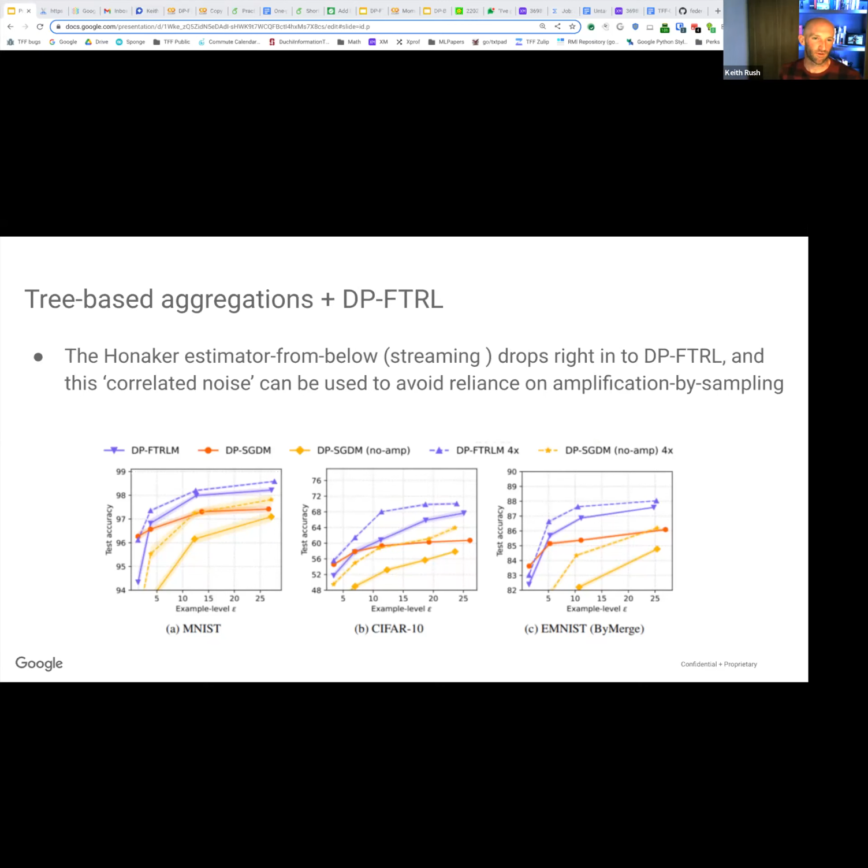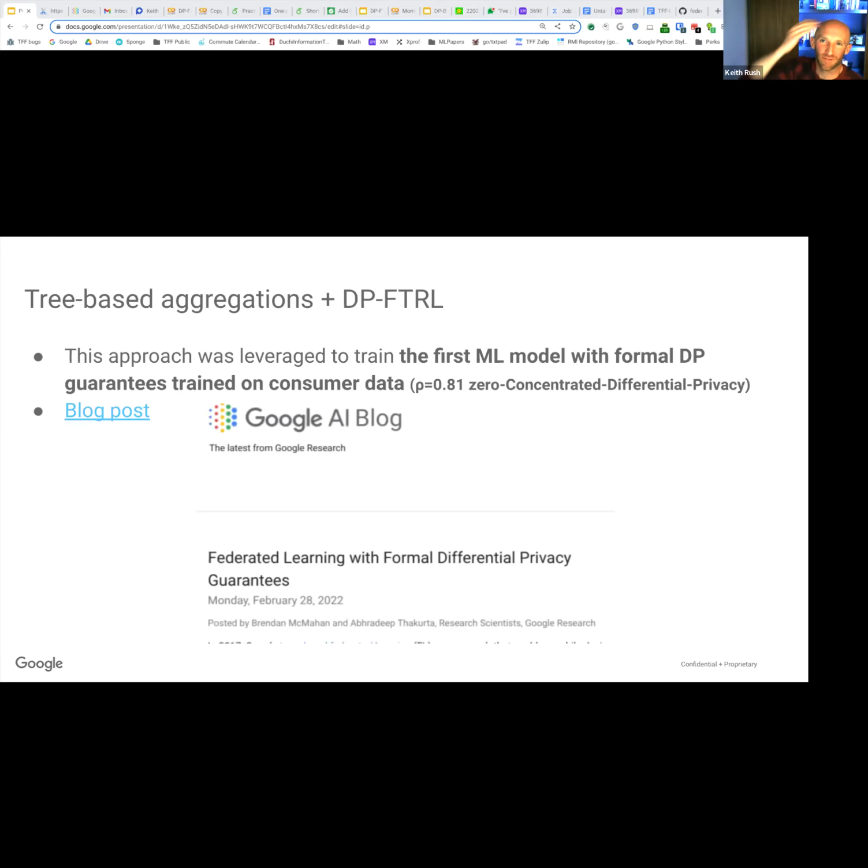So here are some plots from the DP-FTRL paper. I wasn't super involved in it, so I just copied some plots that look good. This approach was leveraged to train what is, as far as we know, the first ML model with formal DP guarantees on consumer data. The reason you need DP-FTRL to do this is because it's a lot easier to implement a single pass algorithm in the infrastructure than actual literal random sampling. There are some blog posts linked here by Brendan McMahan. So there you go, you see it done.